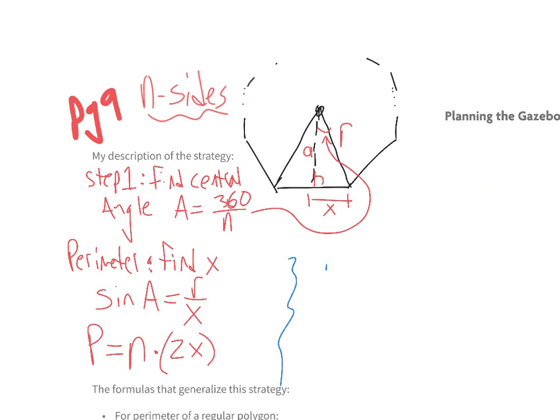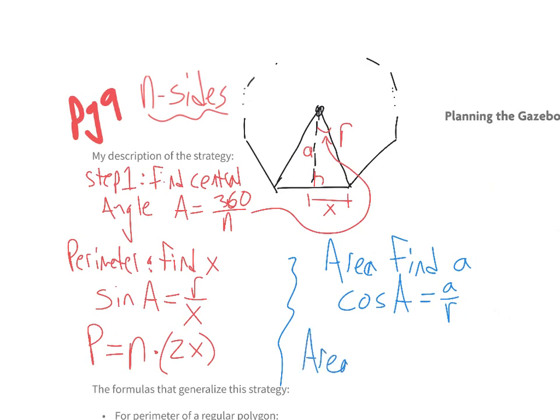Well, to find our area, we need to find A. And to find A, again, usually, if we know the radius, we're going to use cosine. All right, so we can use cosine. In some situations, we might use sine or tangent. Depends on if we know other information. And so we can find A using that equation. And so then we can find the area. The area of the polygon, and that's going to come from the triangle.